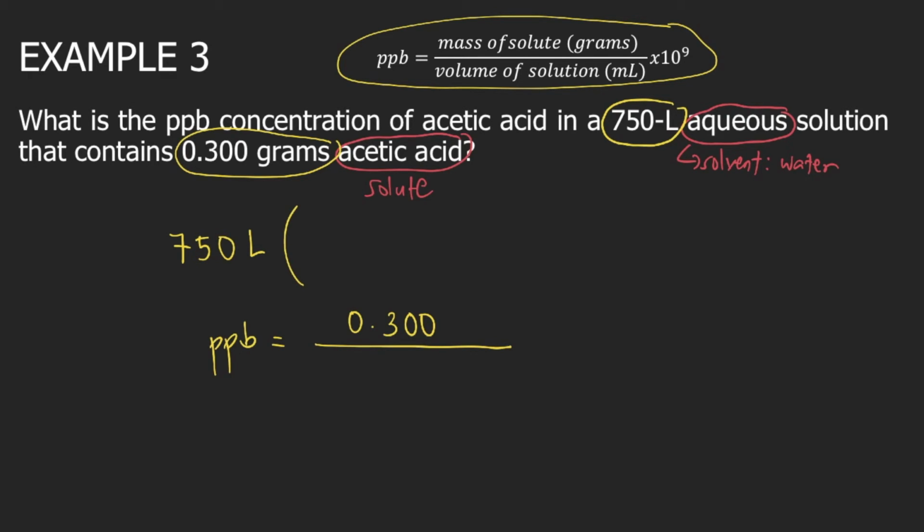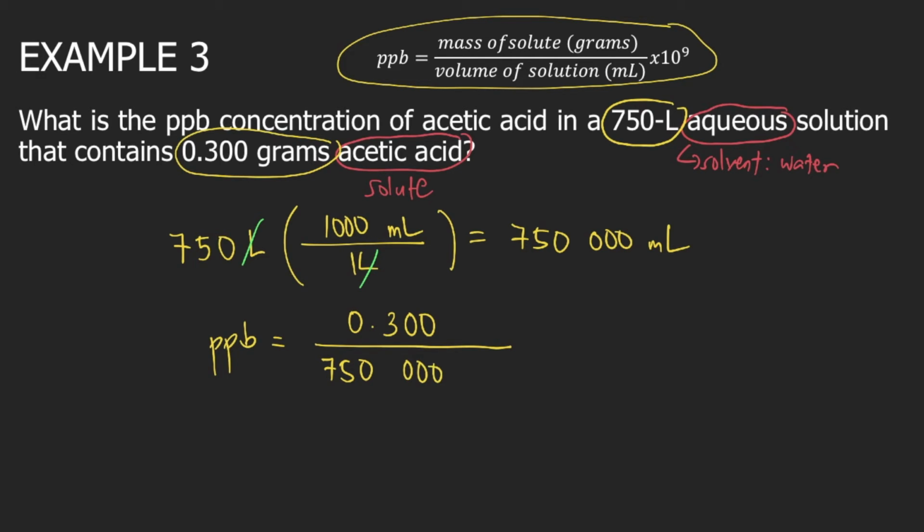So we use dimensional analysis. 1 liter is equivalent to 1,000 ml. So liters will cancel. And this is equal to 750,000 ml. So you plug that into the formula, divided by 750,000 times 10 raised to 9.